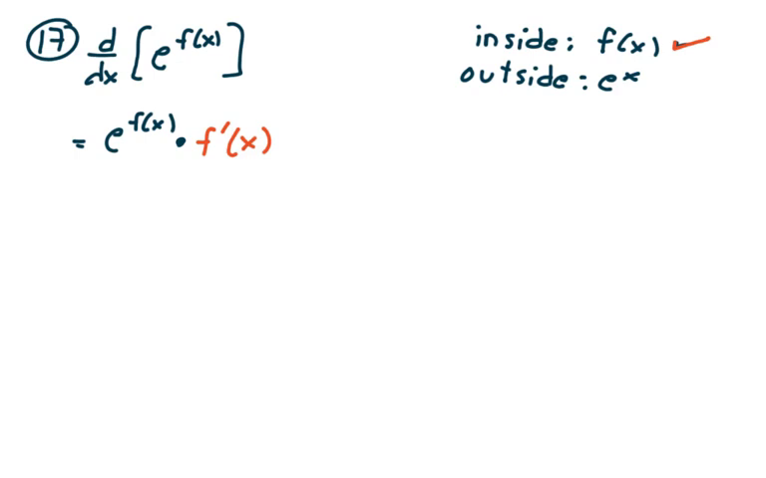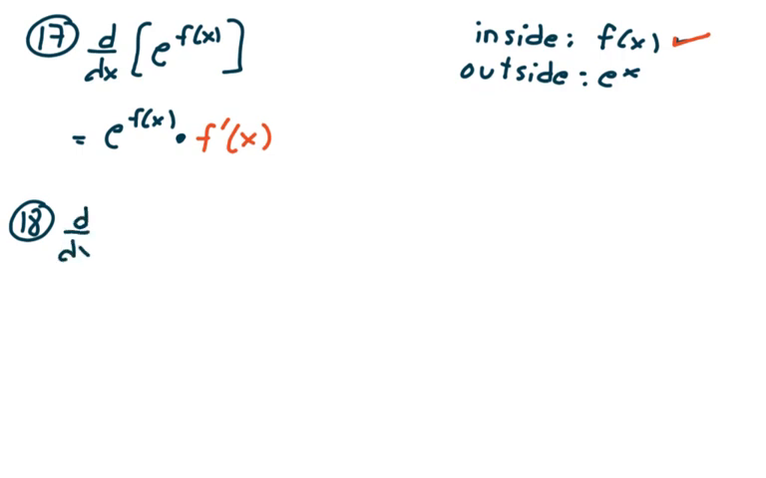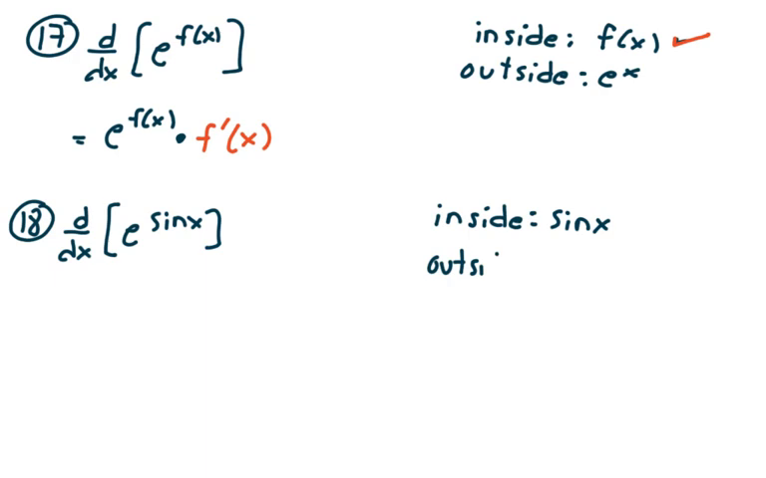Okay. Now, let's take a look at 18, okay? Now, on 18, we have the derivative of e to the sine of x. What's inside? I'm going to drill down this idea in a big way. The inside function is sine of x. The outside function, well, that's just e to the x.